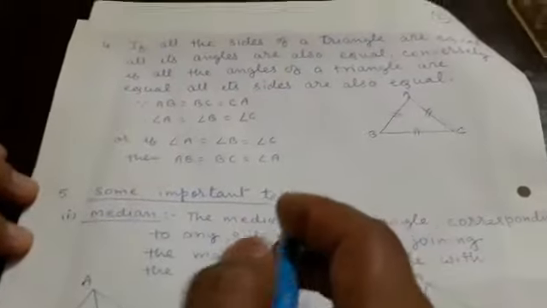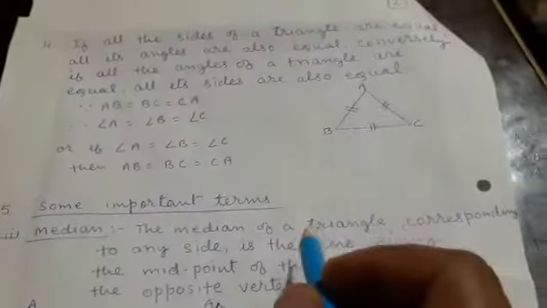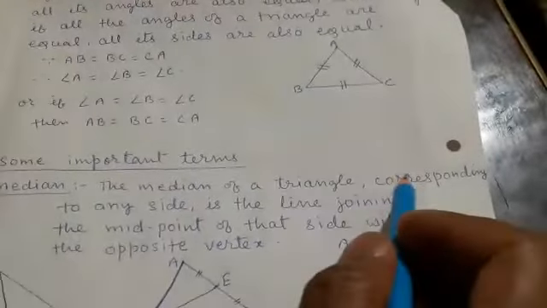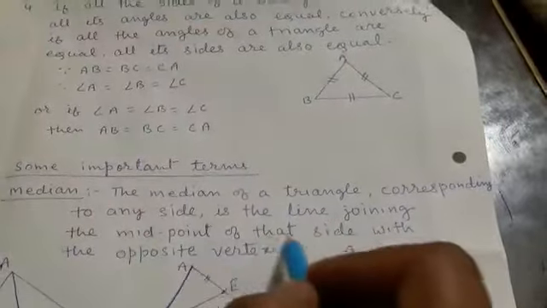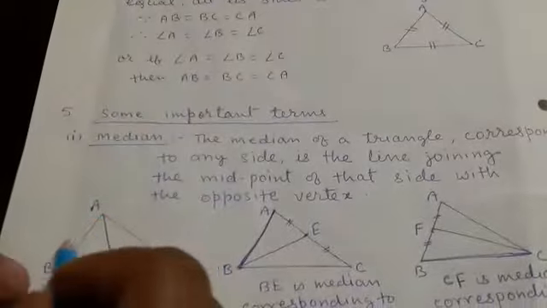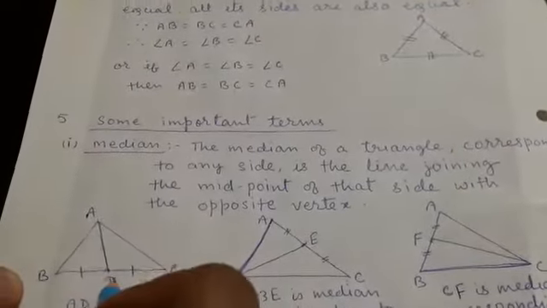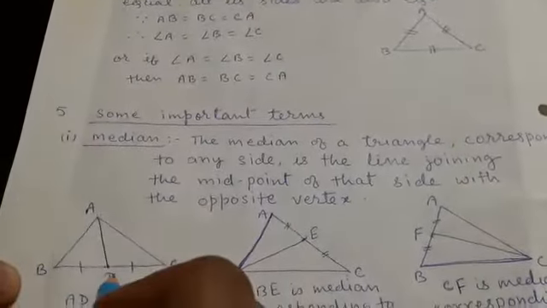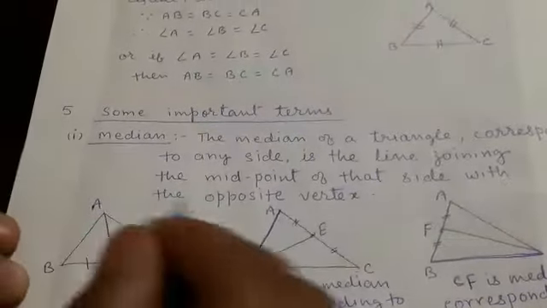Now we will see some important terms related to triangles. First, median. What is a median? The median of a triangle corresponding to any side is the line joining the midpoint of that side with the opposite vertex. In triangle ABC, from vertex A, a line AD is drawn in such a way that it bisects the side BC into two equal parts. So AD will be the median of triangle ABC.